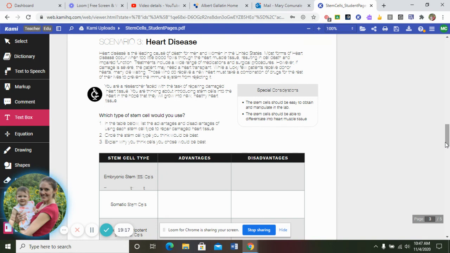So right there, I'm telling you that you're either going to want to use ES or the somatic cells. It's now your job to determine which ones you think would be the best. We're going to do the other two scenarios, or you're going to do the other two scenarios tomorrow, so I'm going to stop there. Good luck.